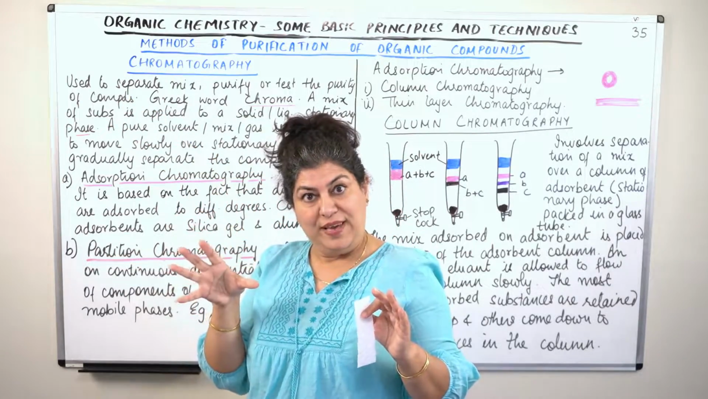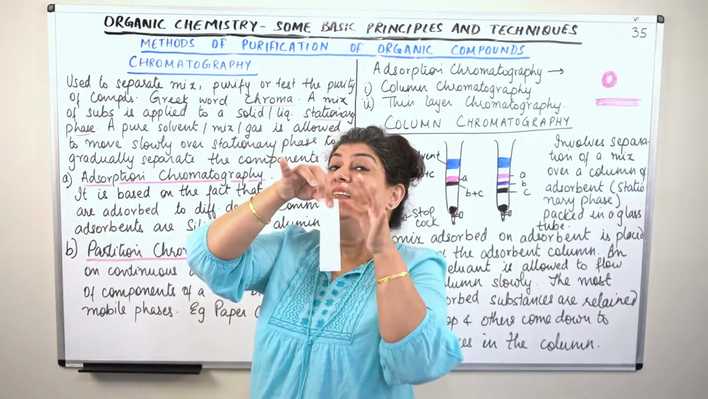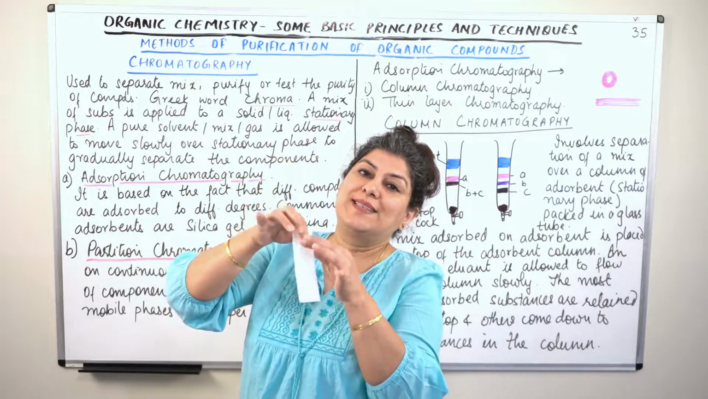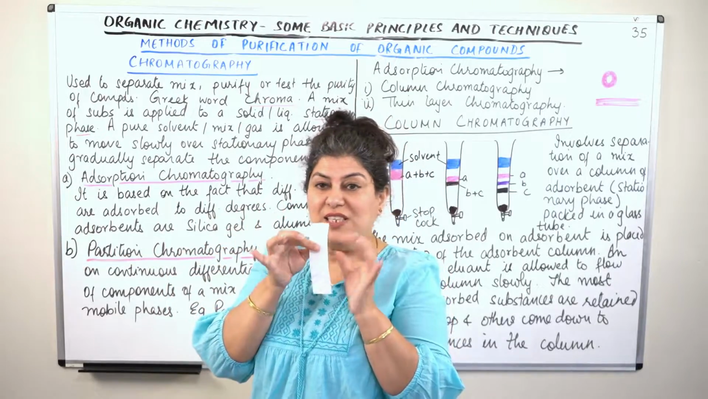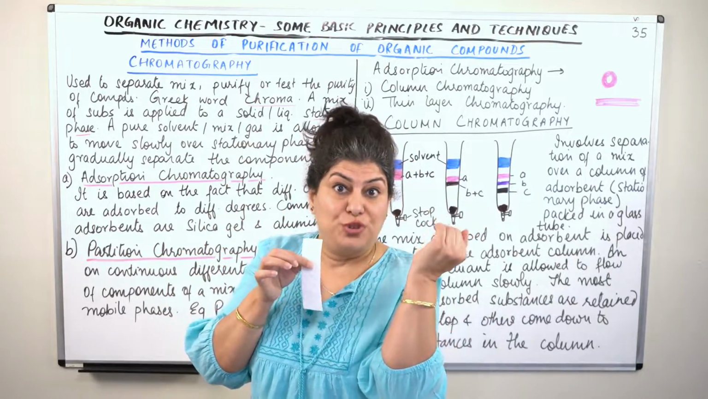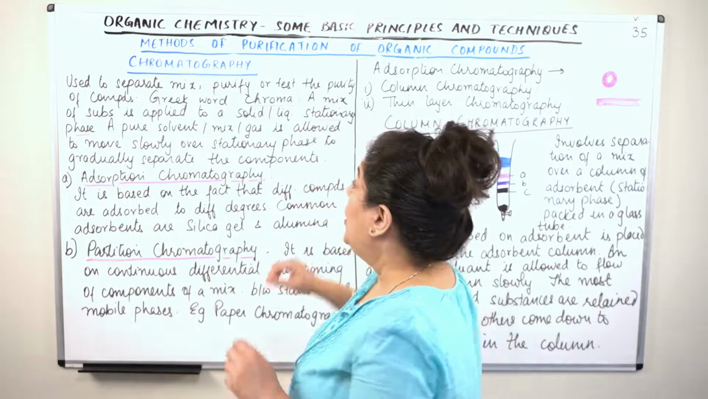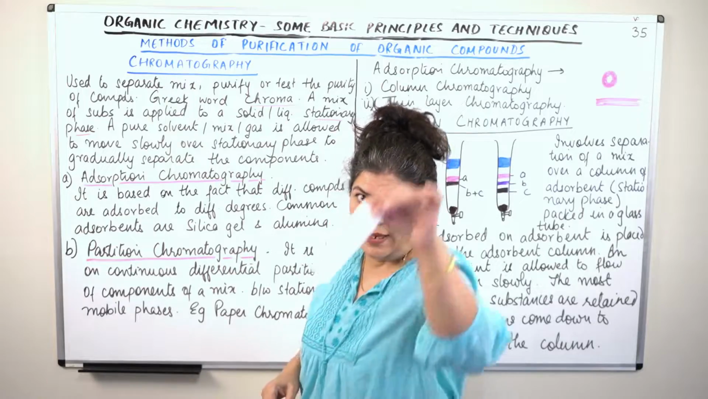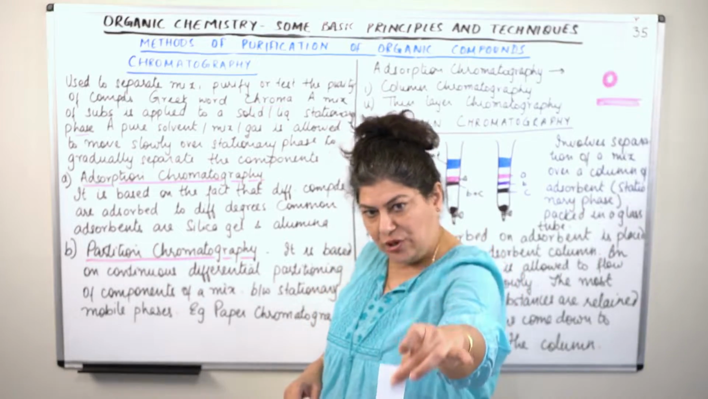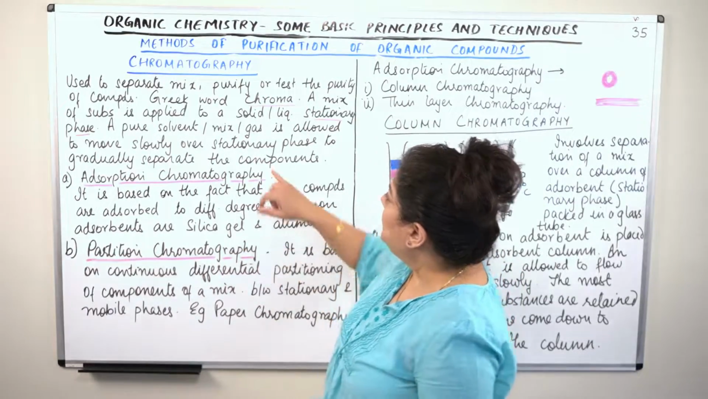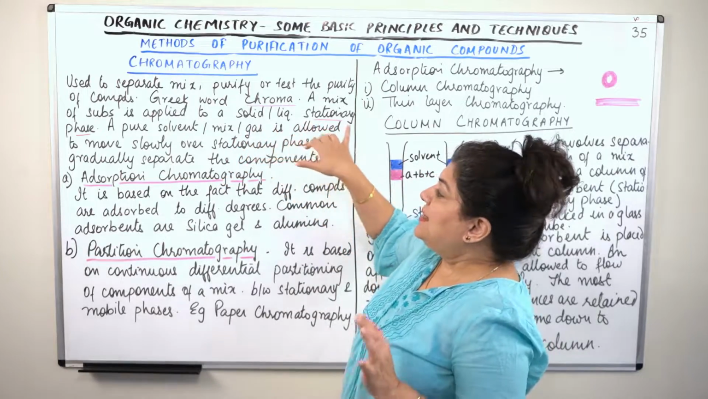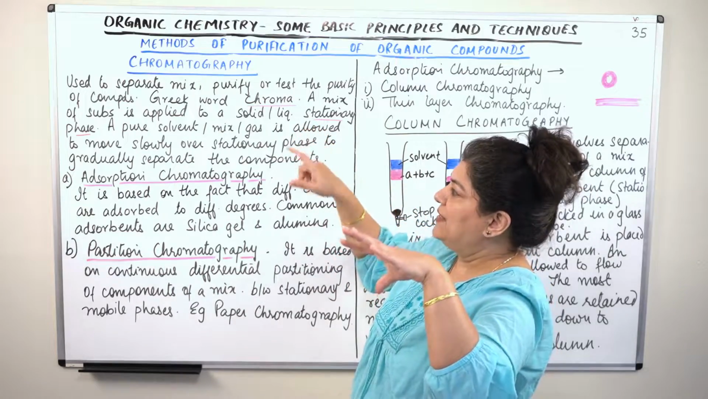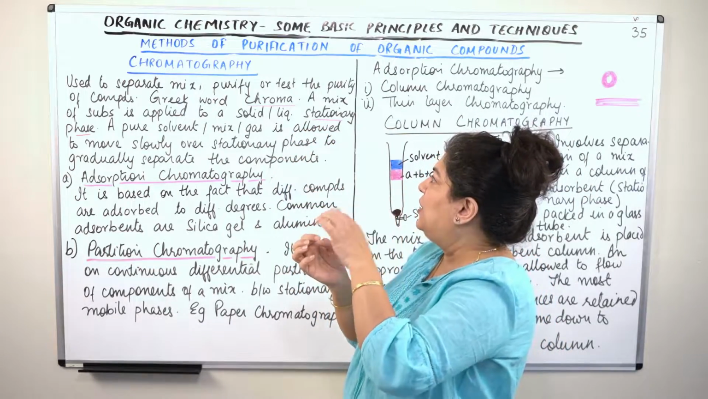That is the mobile phase, and the substance that you're using to actually separate them is known as the stationary phase, because this does not move, only the solution moves through it. So we say a mixture of substance is applied to a solid or a liquid. I actually dipped it into the solution. It is applied to a solid liquid stationary phase.